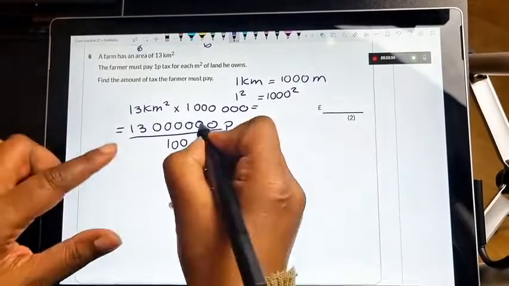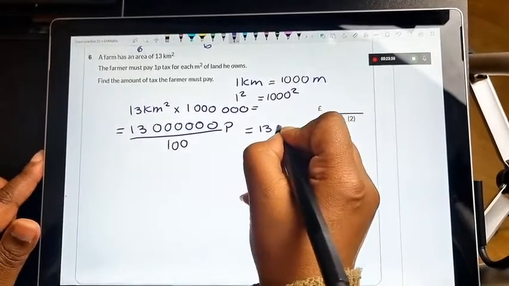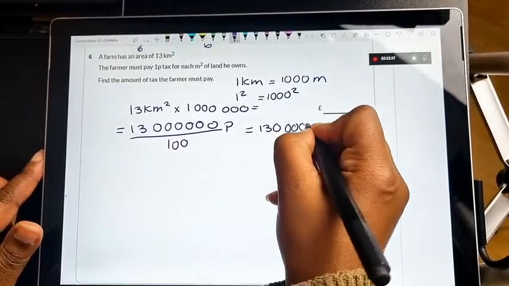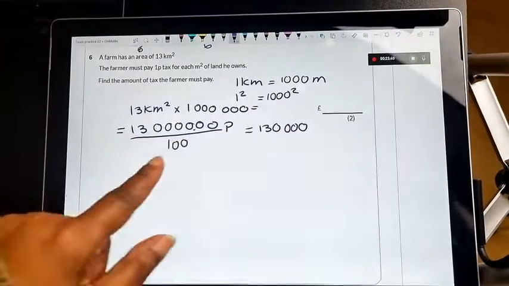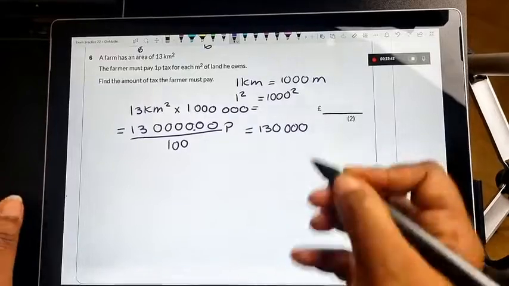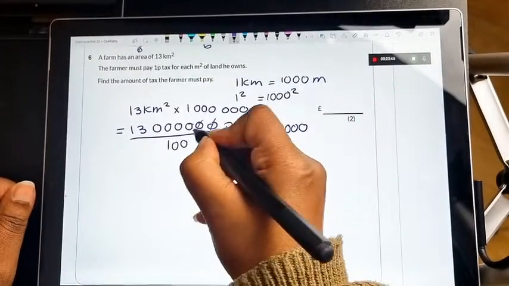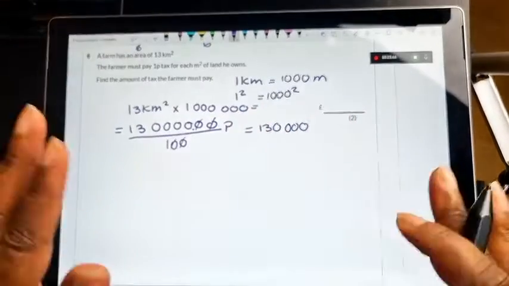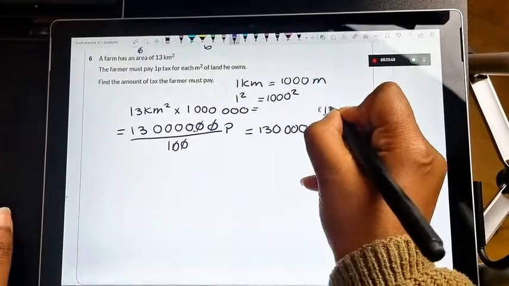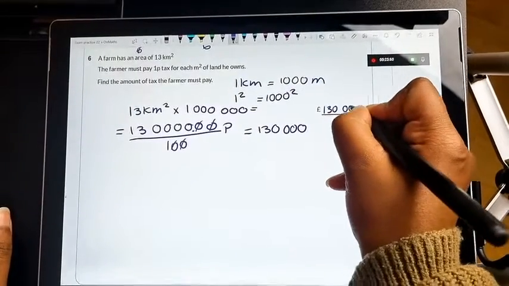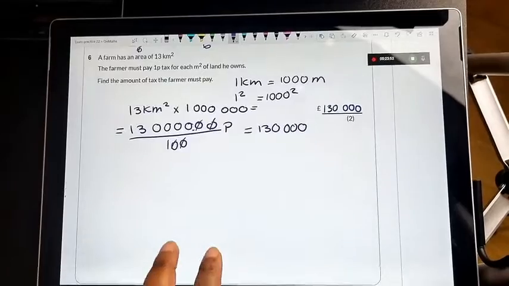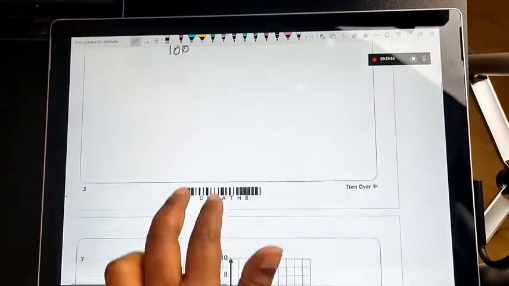So that means you would have 130,000. Remember, we're moving 2 decimal places, so you have the rest there. So most of you would cancel out like this, the same. Tap on the screen if you find that easy. 2 easy marks. Fantastic. Next one, guys.